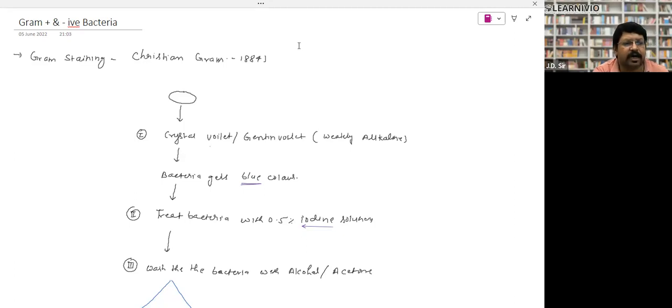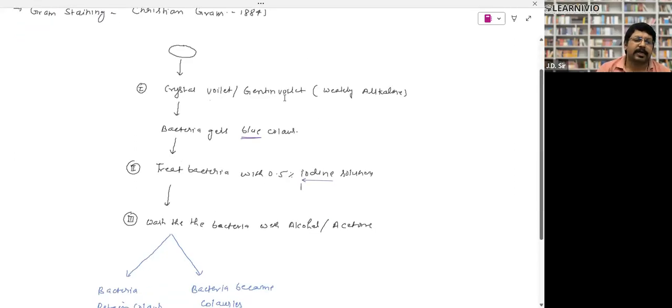Gram staining was discovered by a scientist named Christian Gram in 1884, the practice of staining bacteria. That's how he demarcated gram positive and gram negative bacteria. He took bacteria and stained them with a dye called crystal violet or gentian violet. This is a weakly alkaline dye. Bacteria get blue color, so the bacterial outer cover takes the blue color.